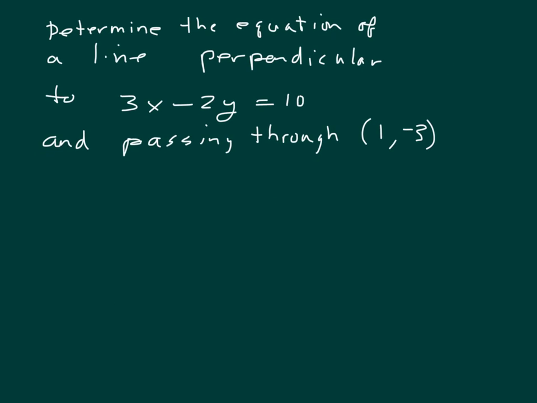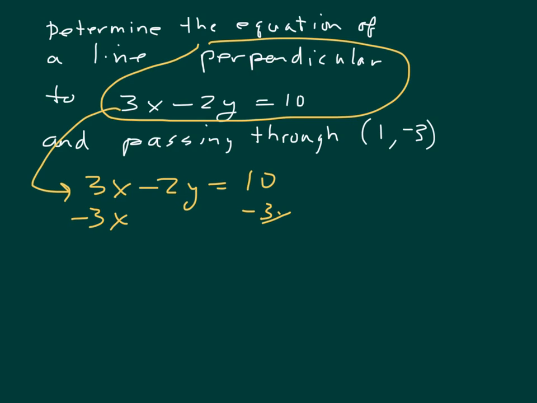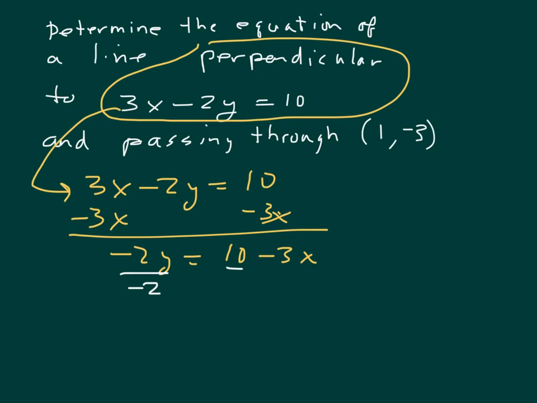Take it one step at a time. I need something perpendicular to this. To determine that, what I'm going to need to do is get y alone. So I'm going to take the equation and rearrange it so that the y is by itself. I'm going to subtract 3x from both sides, and that's helping me move things along in a good direction. Then I've got to get rid of that negative 2. I'm going to divide everything by negative 2. So now I've discovered that y equals negative 5 plus 3x over 2.